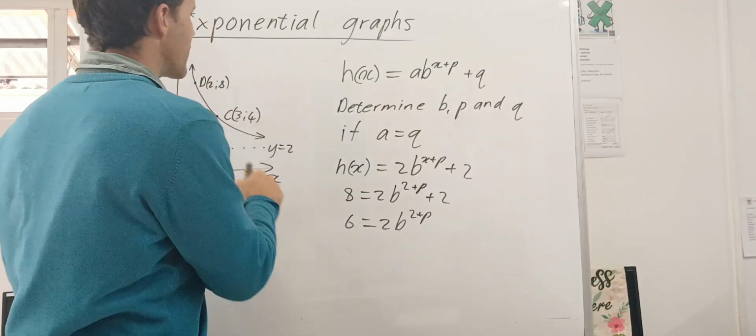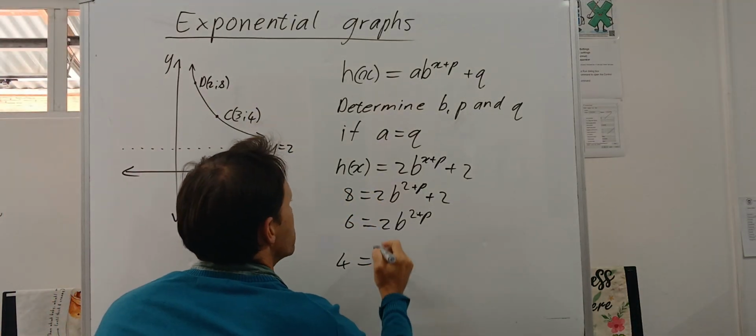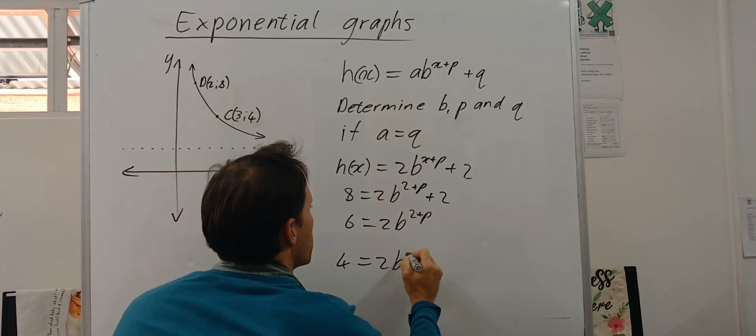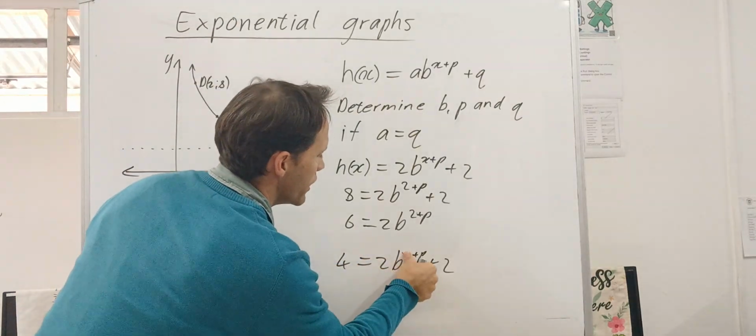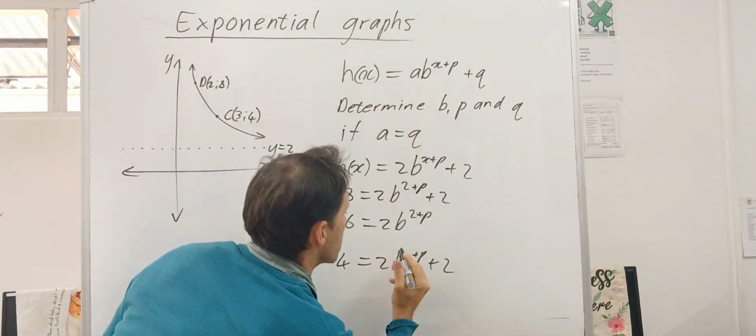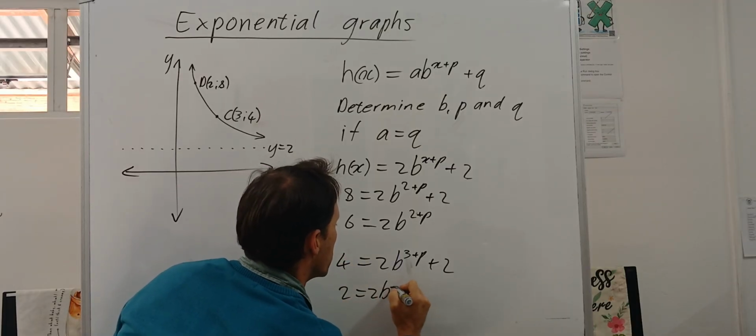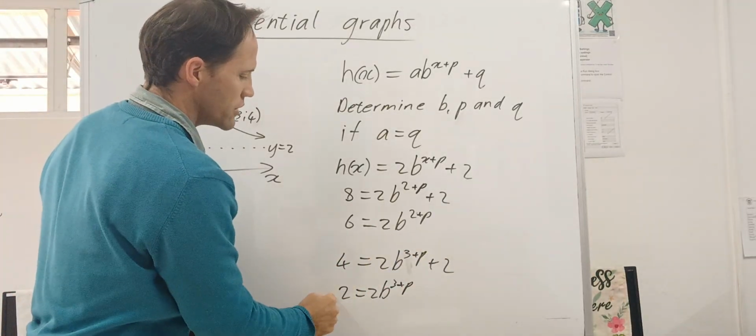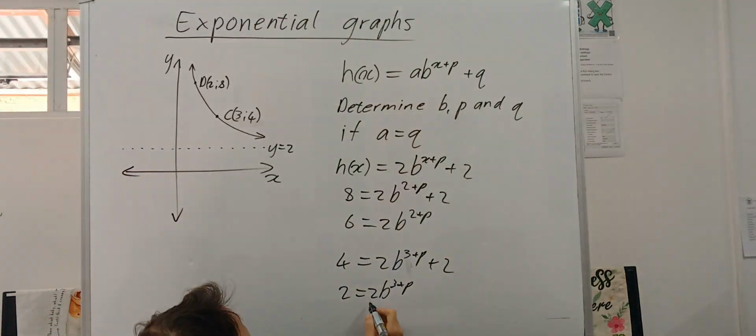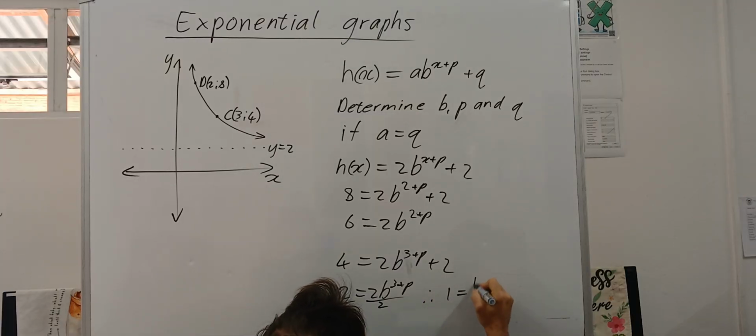So okay, let's look at the other coordinate, (3, 4). What happens when I put that in? If I say 4 is equal to 2b to the power 3 plus p plus 2. So I substitute 4 and 3. Okay. And I take the 2 over. I get 2 is equal to 2b to the power 3 plus p. Take it over, 4 minus 2 is 2. Now you can divide both sides by 2, and you can say therefore 1 is equal to b to the power 3 plus p.